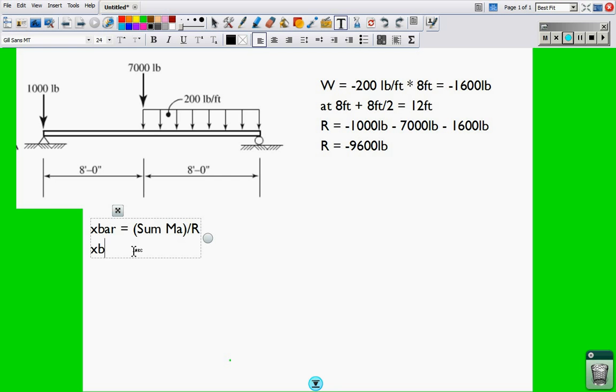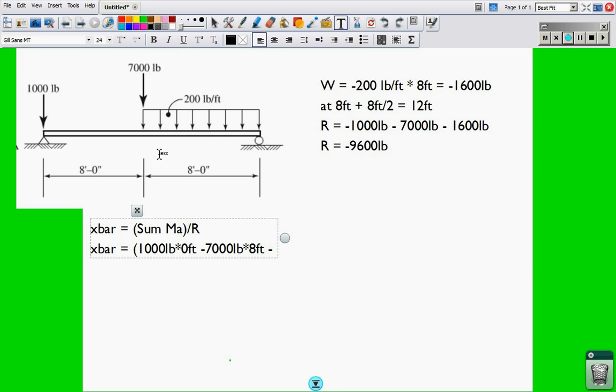So let's look at what that looks like. So x bar is going to be equal to, alright, we got 1,000 pounds times 0 feet. Okay, then we've got, now this 7,000 pounds is going to cause a negative moment, so it's negative 7,000 pounds. Okay, the negative is there because it's going to be a negative moment, not because that force is in a negative y direction. Okay, 7,000 pounds times 8 feet.